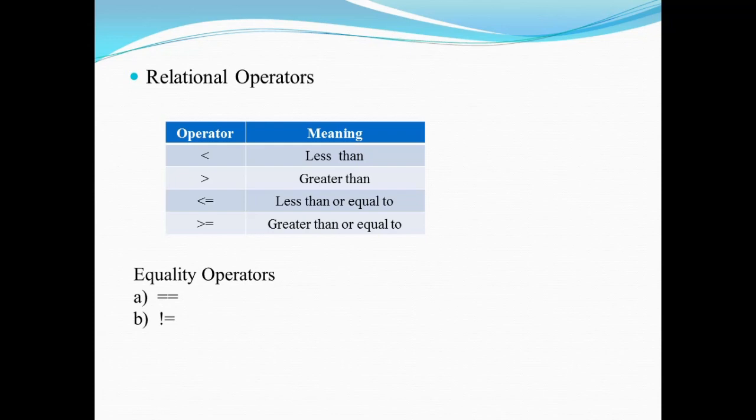The third category is the equality operators. There are two equality operators. First is equal to and second is not equal to. Equal to checks the equality, and this operator returns the true value or 1 if the operands on both sides of the operator have the same value. And the not equal to operator returns 1 if the operands do not have the same value, or it will return 0 otherwise. So this is how these equality operators work.